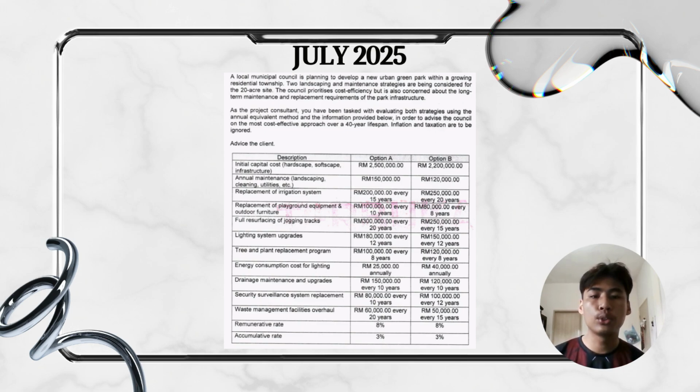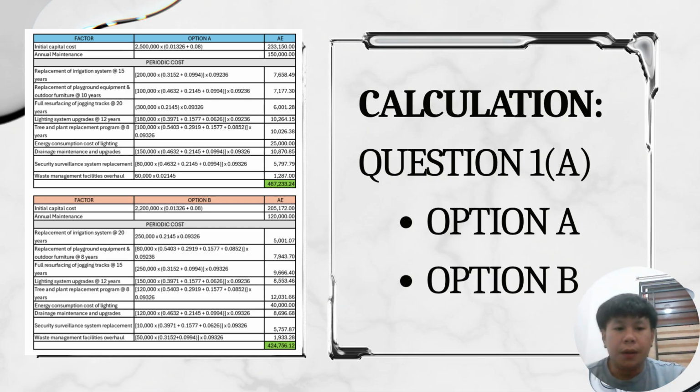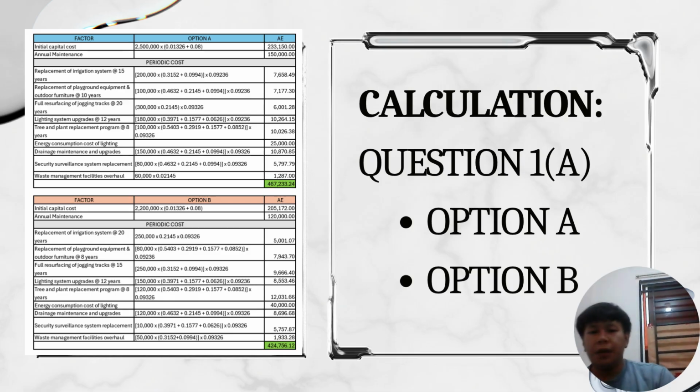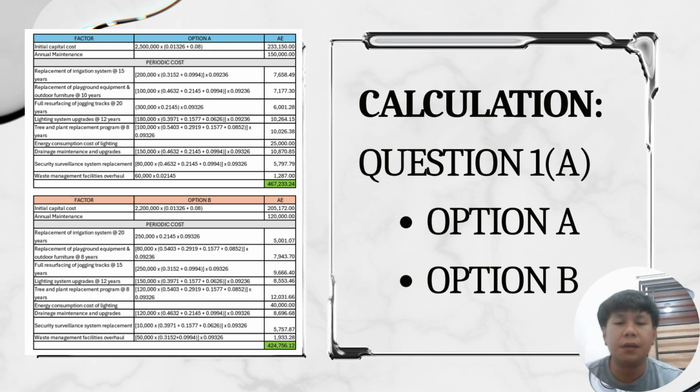So here we use an annual equivalent method to calculate which one is to be considered and which one gives the local municipal council more return on the investment. For question 1a, we use the AEC method. AEC is based on the sum of payment per year. We also use an interest rate which is 8% and an annual sinking fund which is 3%.